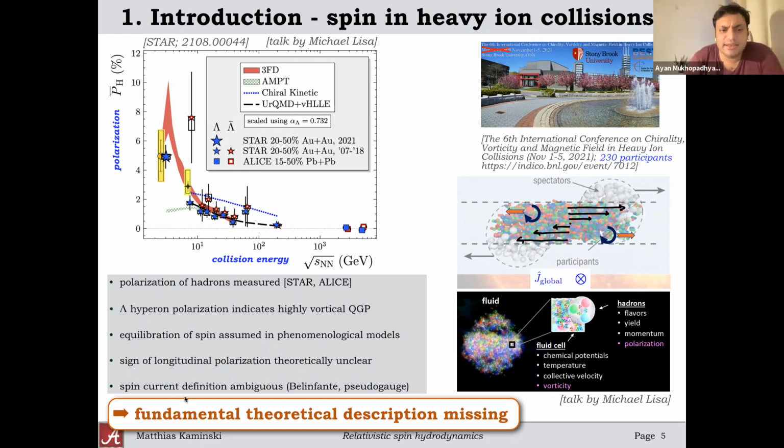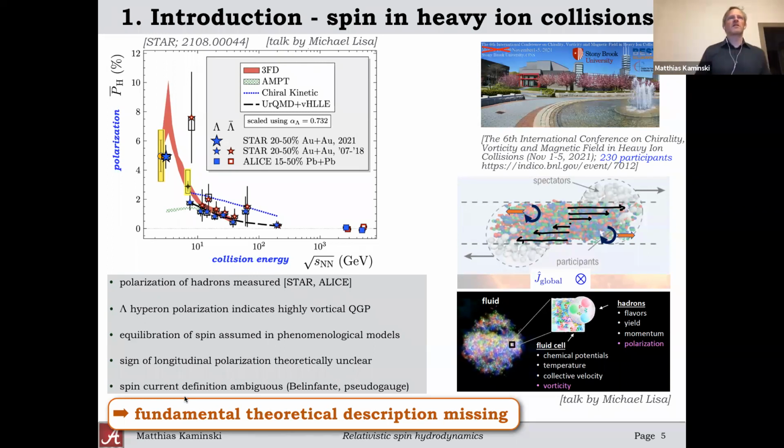Matthias, can I ask something? Sorry, yeah. Can I ask something about these models? So how do they take into account the center of mass energy? Is there some matching involved at some initial stages with some color glass condensate? Yeah, I mean, there's always matching.